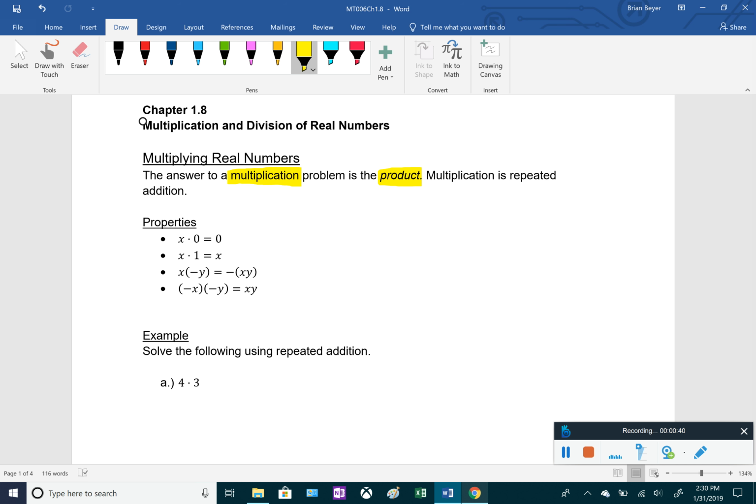So the properties for these: x times 0, with x being any number here and y being any number also. Anything times 0 is 0. Anything times 1 is itself. x times negative y is just negative x times y. And two negatives multiplying together cancel out, so negative x times negative y equals just x times y.